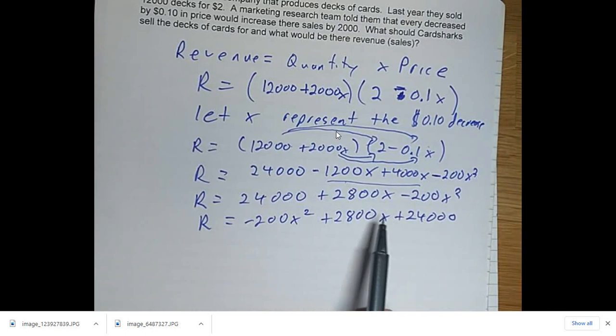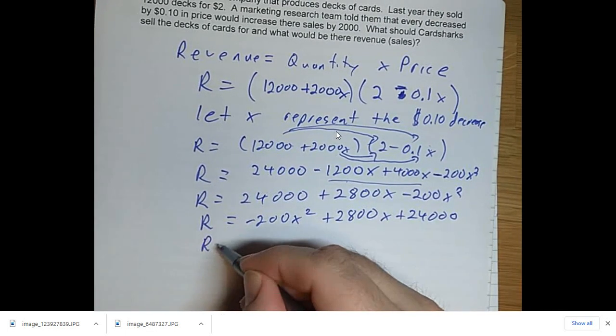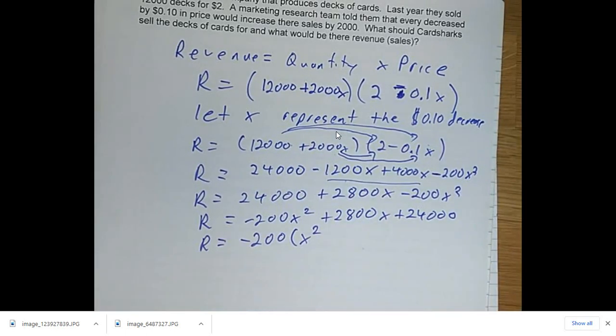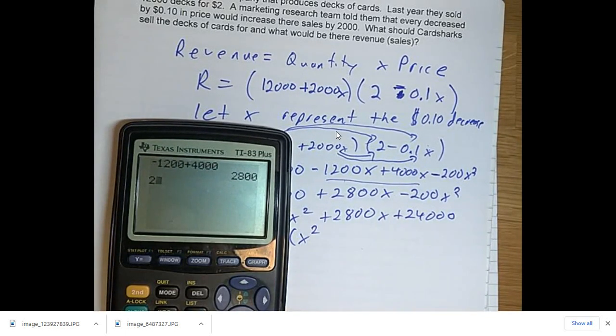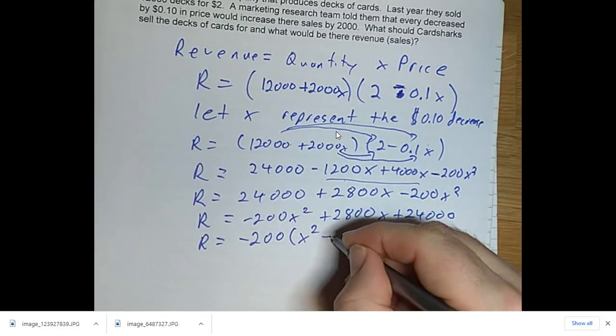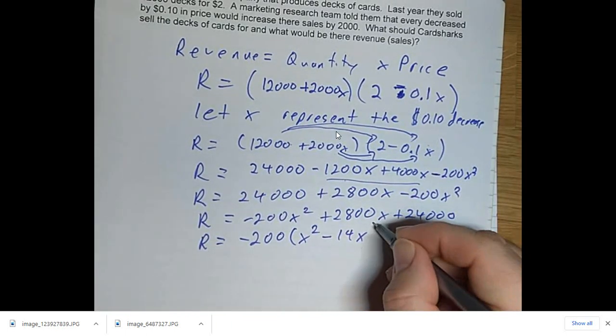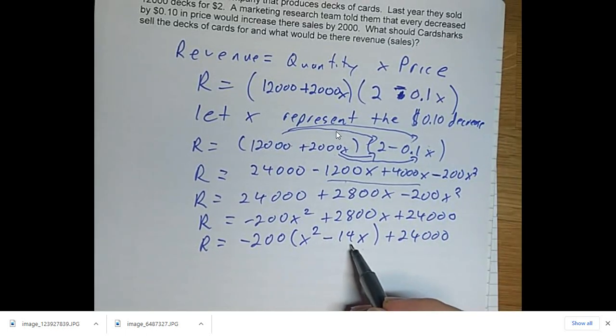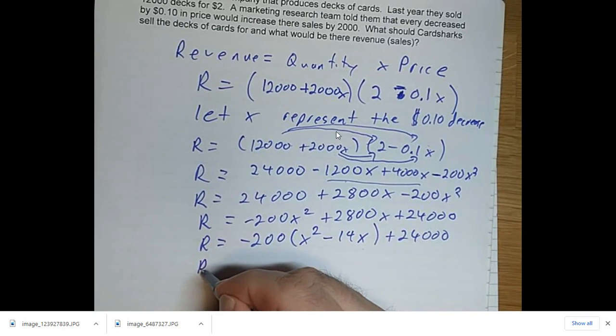Got that? Now to complete the square, you're going to take out what's in front of the x squared, only from the first two terms. Only from the first two. So we get minus 200, and you got to divide 2,800 by negative 200, which is minus 14. So here we get minus 14x plus 24,000. Now we take the 14 divided by 2, 7, square it. 7 times 7 is 9, no, 7 times 7 is 49.